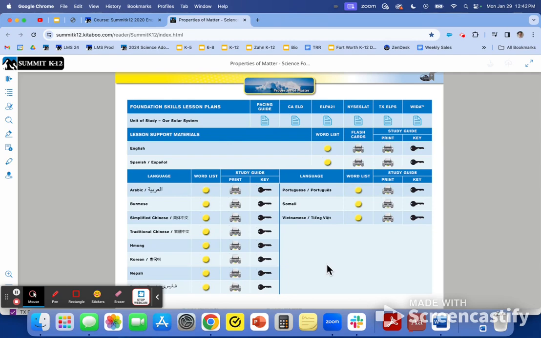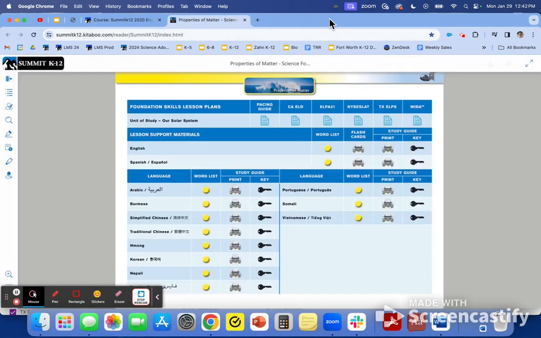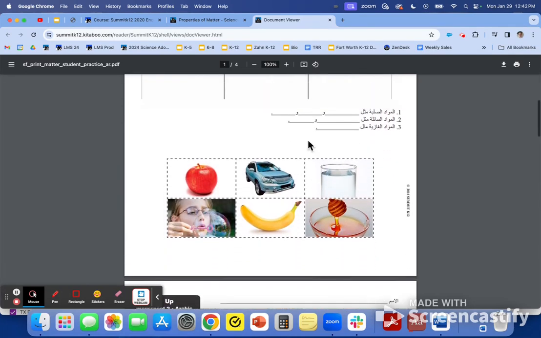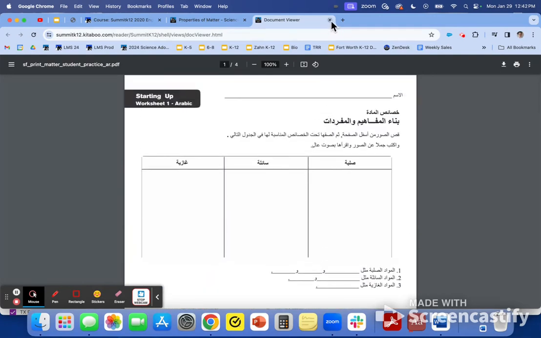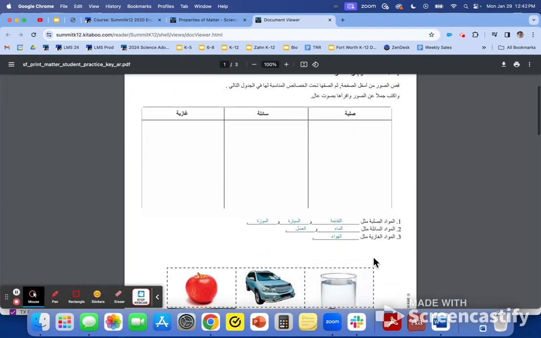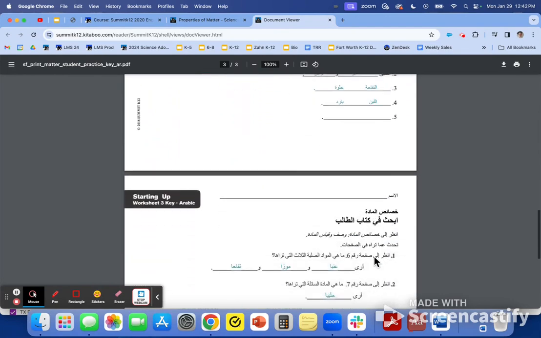Now these are just a few foundational pieces. This is properties of matter. We're going to see that there's a word list with the English and the Arabic. There's a study guide with pictures to sort and blanks to fill in Arabic. And of course, there's a key so that you could check their work, or you could send this home and parents could check their work.